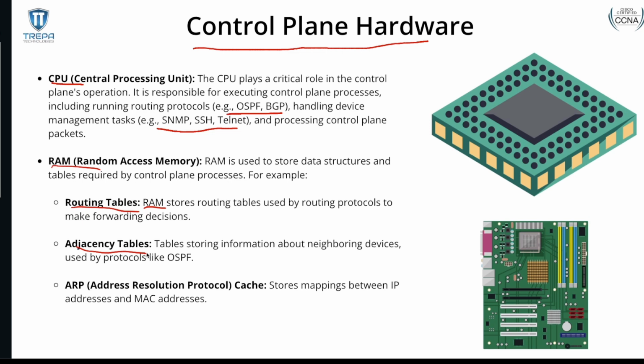A lot of our caches, so our ARP cache, our MAC address table, okay? Or excuse me, our ARP cache. That stores the mappings between IP addresses and MAC addresses.